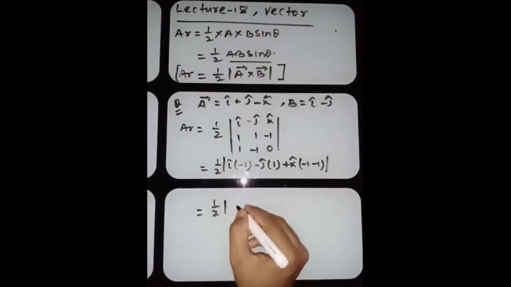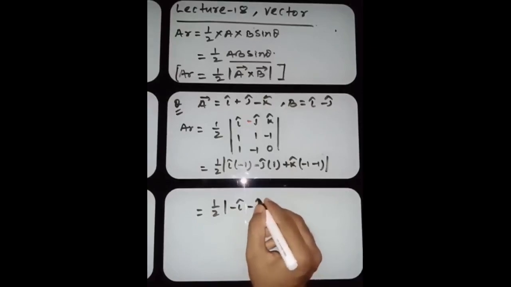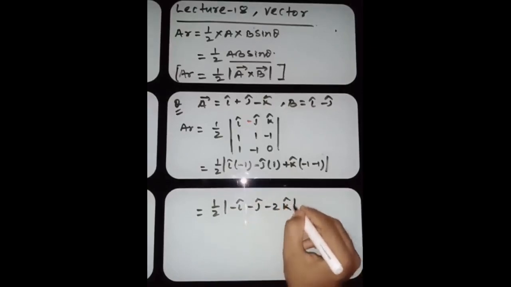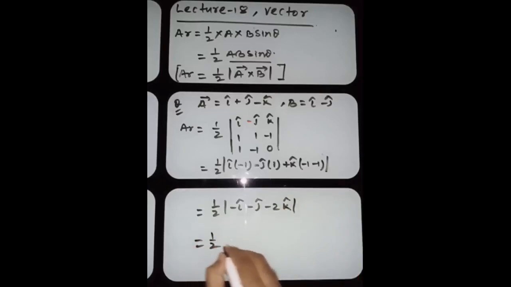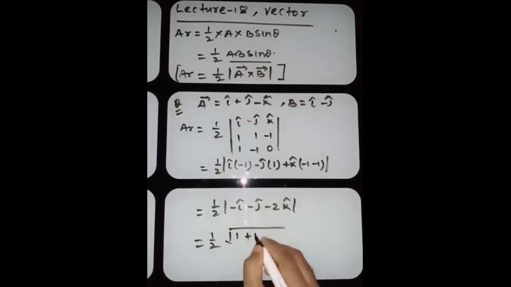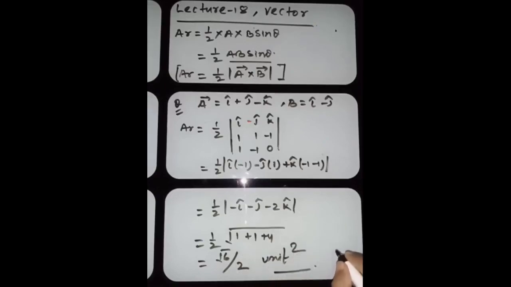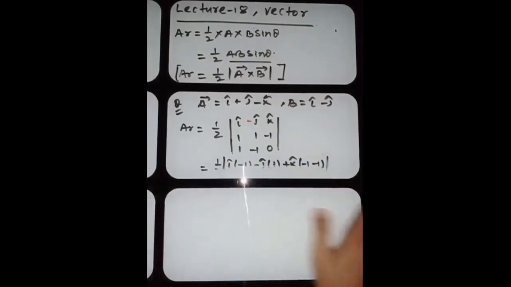So the mod of minus i minus j minus 2k will be root under minus 1 square 1, minus 1 square 1, minus 2 square 4. That is root 6 by 2 unit square. This is the area of the triangle. In this way, my dear students, you can find the area of a triangle. So this is the first application. I will give you questions for your practice. Let me rub this out. The next application.